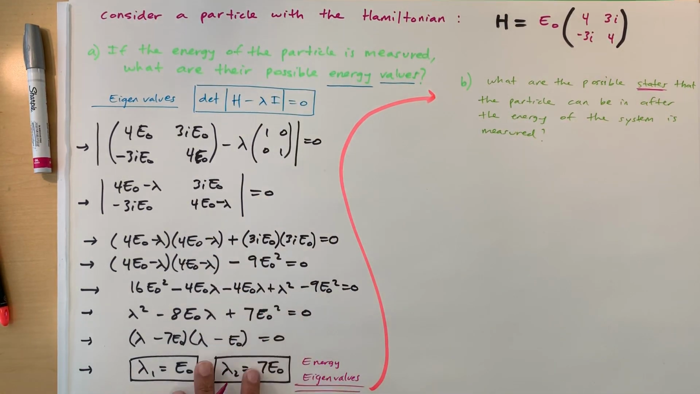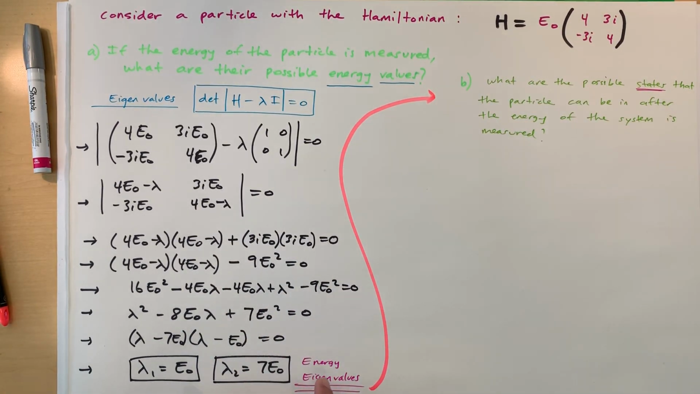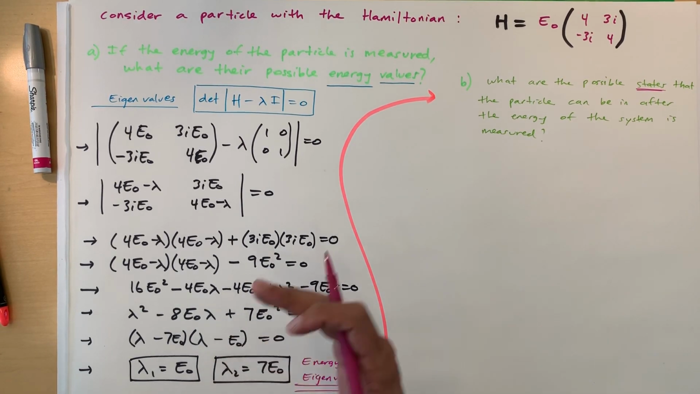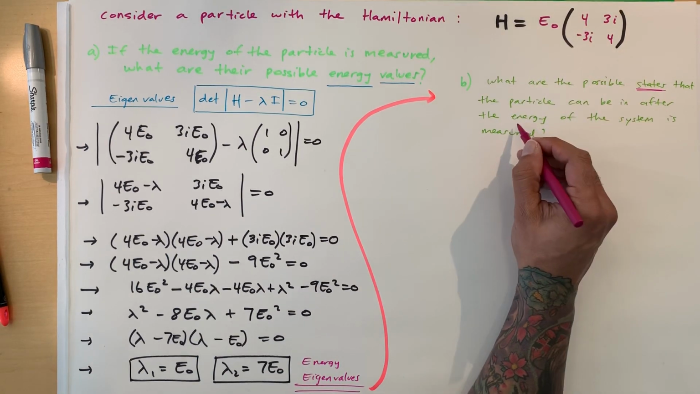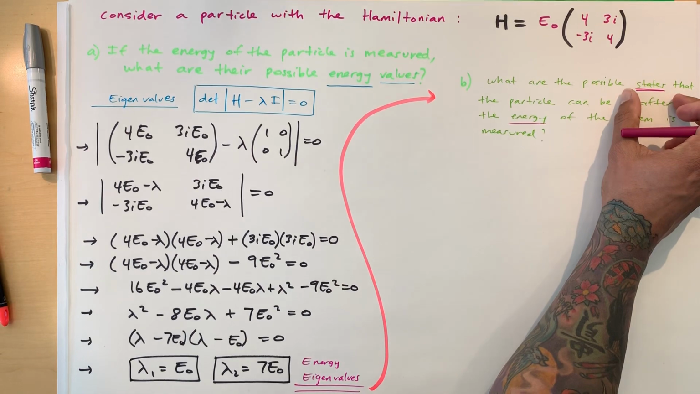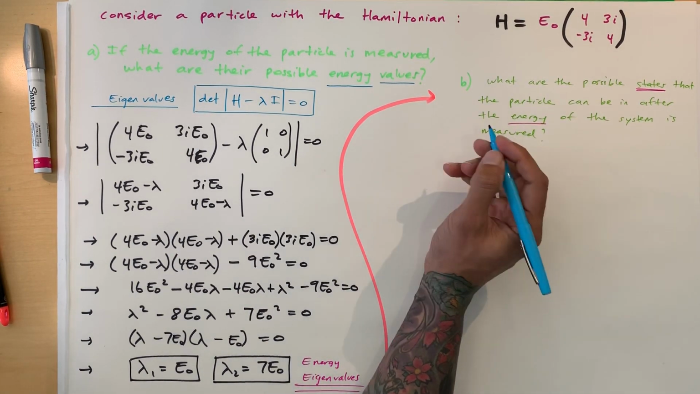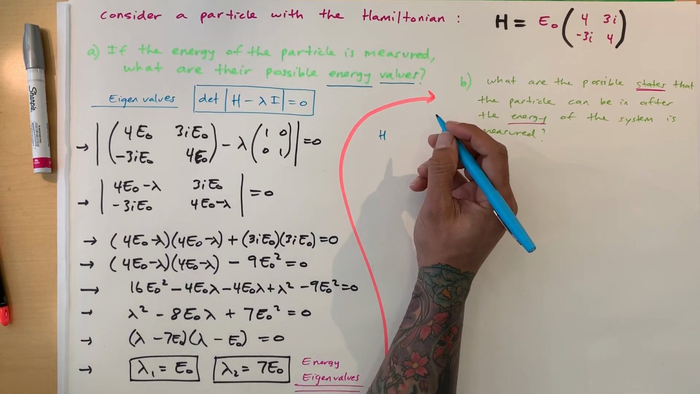So we measured the energy of the system, right? And we found that these are the eigenvalues. These are the possible energy values that it can have. And now we want to know, what are the possible states that it can be in? Okay, and so for that, we're going to need an equation. And that equation is how we find the eigenvectors.